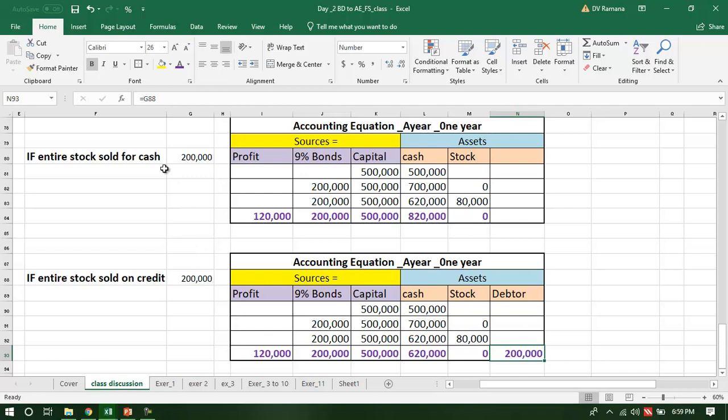So cash sales and credit sales are required to be recorded because of the accrual principle. Credit sales result in the creation of debtors, an asset, and cash sales result in an increase in the cash during that period.